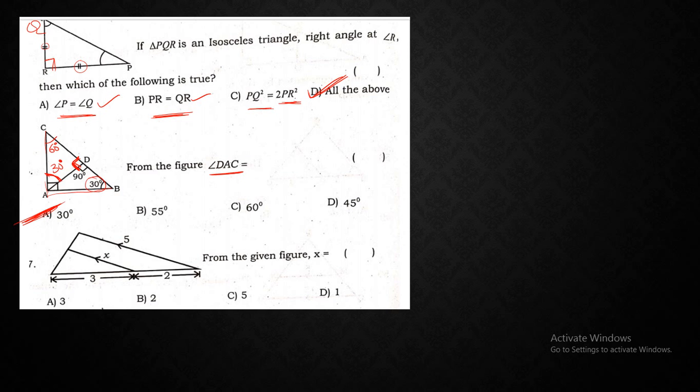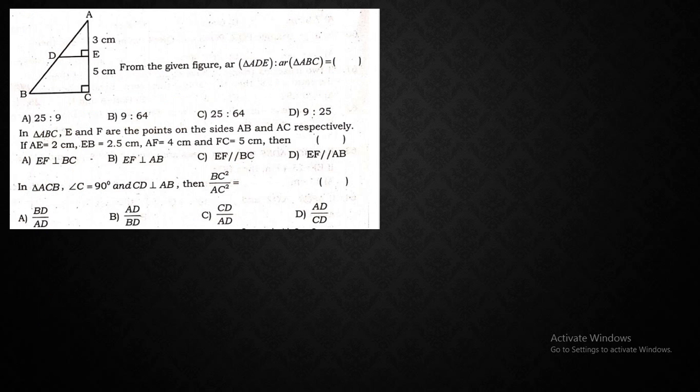Next, moving on to one more question. So here basing on this, what can we say? X by 5. So x by 5 is equal to 3 by this total. So 3 by 3 plus 2 is nothing but 5. So 5 gets cancelled. X is equal to 3. Right. Next, moving on to one more question.